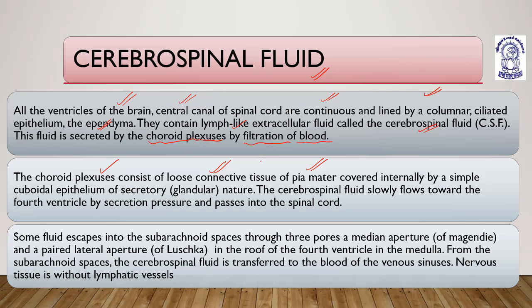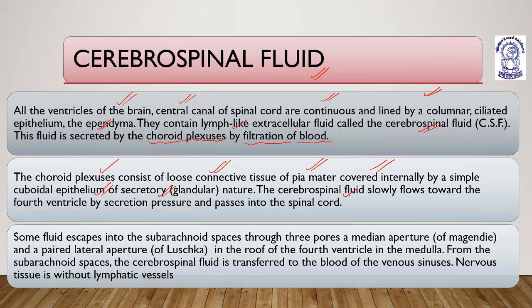So the choroid plexus consists of loose connective tissue of pia mater covered internally by a simple cuboidal epithelium of secretory or glandular nature. The choroid plexus consists of the loose areolar connective tissue of pia mater covered internally by a simple cuboidal epithelium that is secretory, that is glandular, in nature.